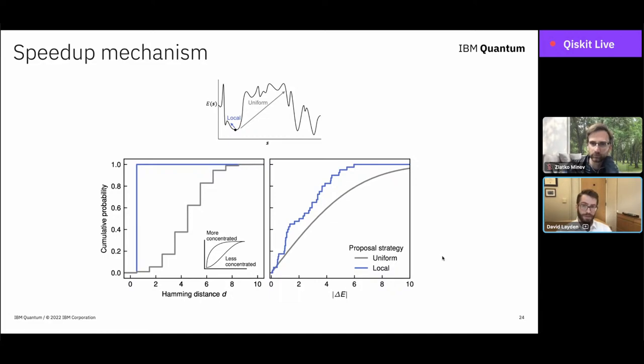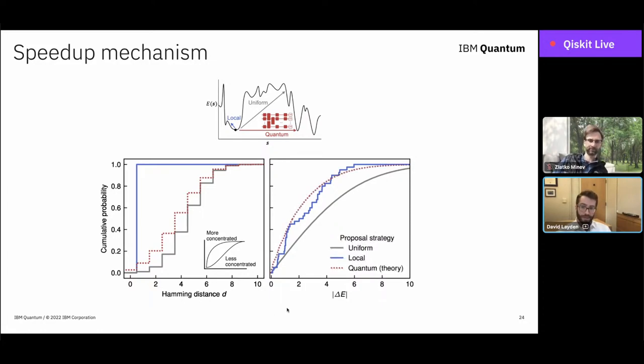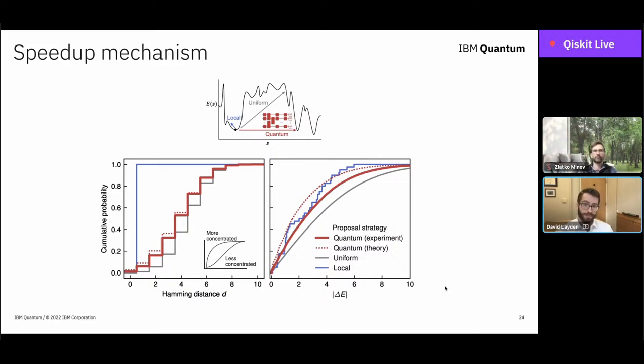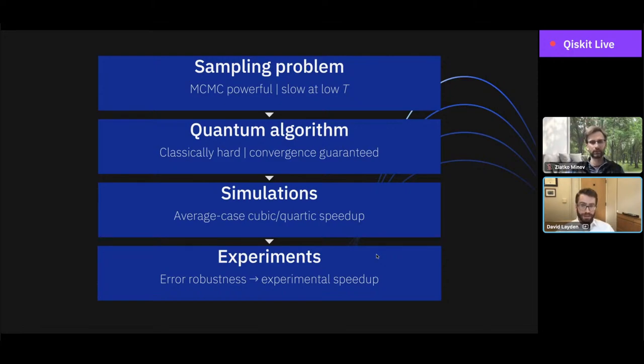Now, if we plot these distributions for our quantum algorithm, for simulations, we see something that looks kind of like what we had hoped for, in the sense that we tend to move quite far in the X direction, but not very far in the Y direction. In particular, we see on the plot on the left that our distribution of Hamming distance looks very much like that of the uniform strategy. In other words, we jump very far along X. But if we look at our distribution of energy change on the right, it looks very much like the local strategy. So we don't tend to go up or down very far. And if we compare this with our experimental data, we see very much the same features, but now they're blended a little bit. They become a little more classical due to noise in our device. So that concludes the experiment portion.